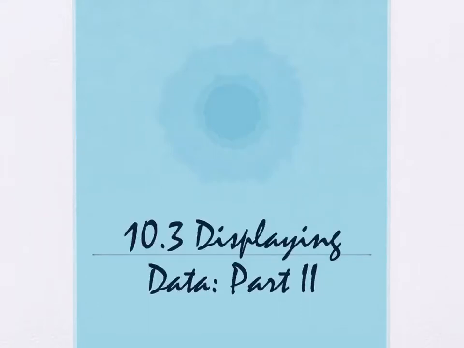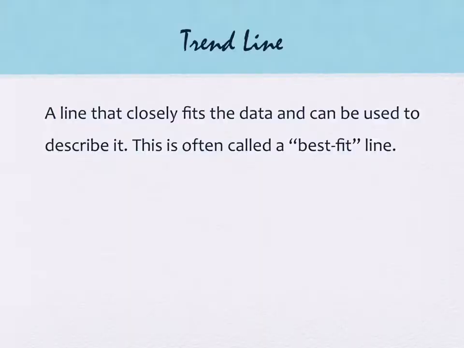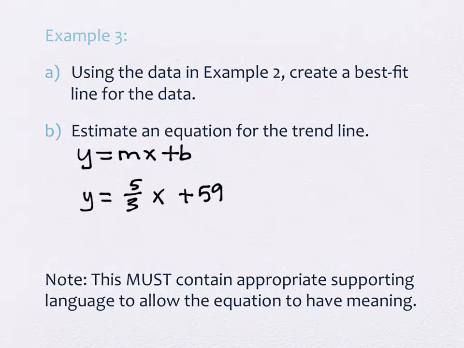10.3, displaying data. This was the second part in sort of a two-section series, if you will. And we were in the middle of our example where we were creating a trend line based on a scatter plot. And we had written an equation. Our equation so far looked like that. And I said, please, please hold tight. This equation is not complete.